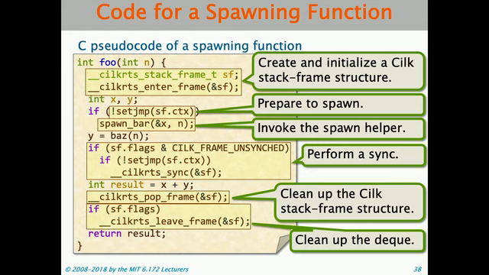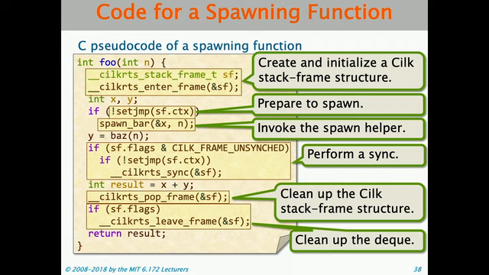We can take a look at the code for the spawning function foo at this point. And there's a lot of extra code in here. Clearly, I've highlighted a lot of stuff on this slide. And all the highlighted material is related to the execution of the Cilk runtime system. But basically, if we look at this code, we can understand each of these pieces. Each of them has some role to play in making the Cilk runtime system work.